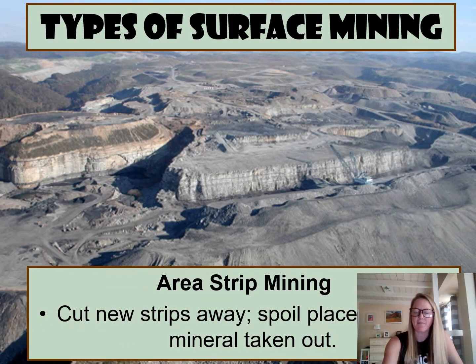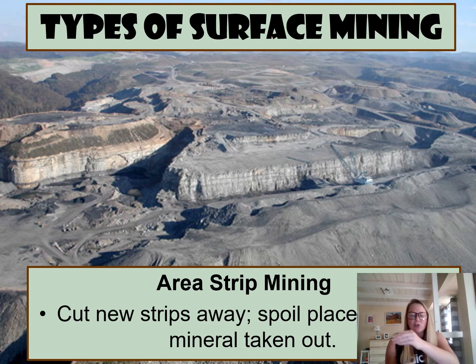Our third type of surface mining technique is called the area strip mine. And so in this, just kind of like how the name implies, what you do is you cut away strips of land at a time. So once you cut away a strip, you remove the minerals and of course push the overburden to the side. And once you're done obtaining the minerals from that strip, you cut away another strip and you continue on until there's no more mineral left.